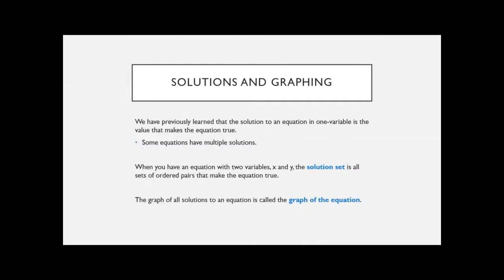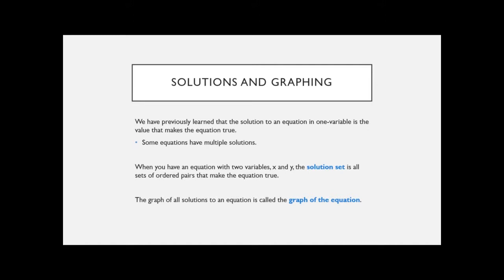So next is solutions and graphing. Everything we've done up to this point, we've only had one variable. We've been basically just solving for x, and our solution is basically a number, or if you have a quadratic, you might have two solutions. Absolute value equations have two solutions. There were some equations that might have multiple solutions, but for the most part, they had one solution.